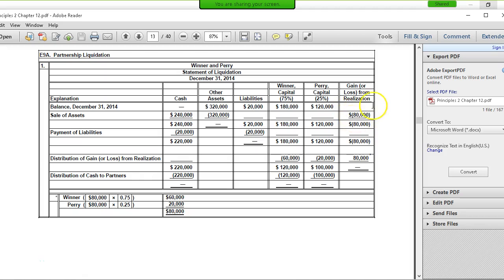So we're going to need to allocate this $80,000 loss among Winner and Perry. Winner is going to take 75% of this loss, and Perry's going to take 25% of the loss. So after we allocate that loss to the two partners, the new balance for Winner is $120. The new balance for Perry is $100.